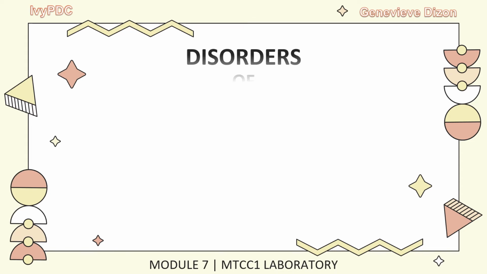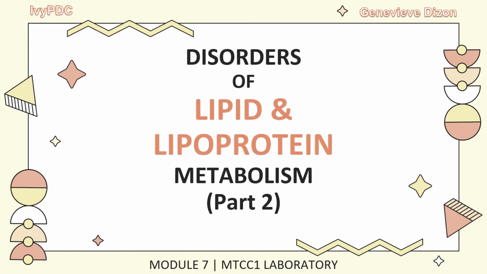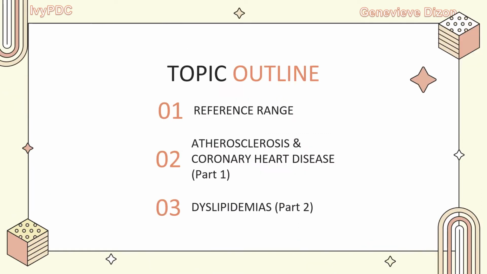Hello again, everyone. Let's now continue with the second part of the different disorders of lipid and lipoprotein metabolism. In part 1, we were able to discuss the different reference ranges for the lipid profile, and we were able to talk about two of the conditions related to the lipid and lipoprotein abnormalities, and that is atherosclerosis and coronary heart disease. For part 2, we will now discuss dyslipidemias.